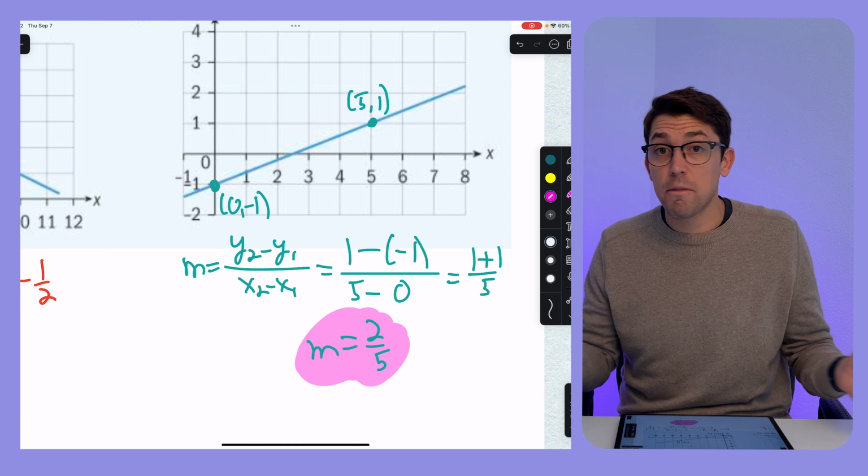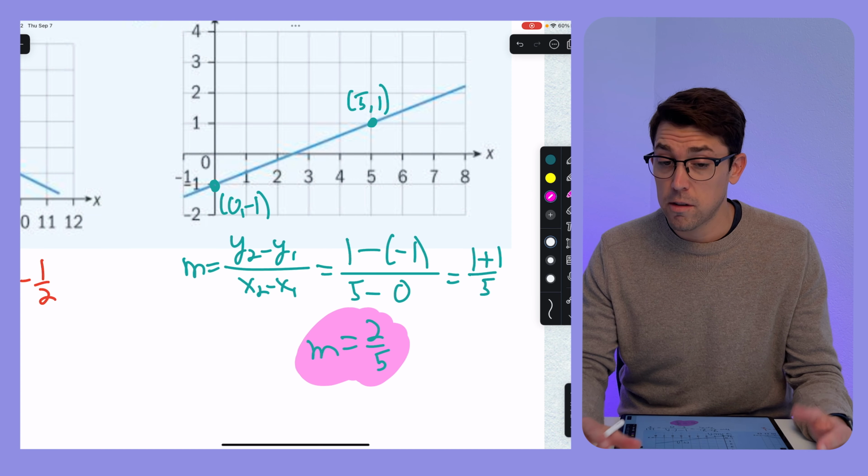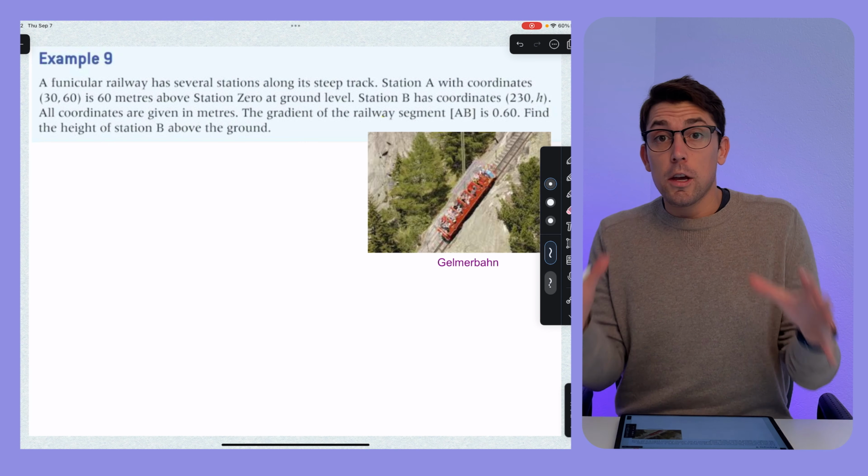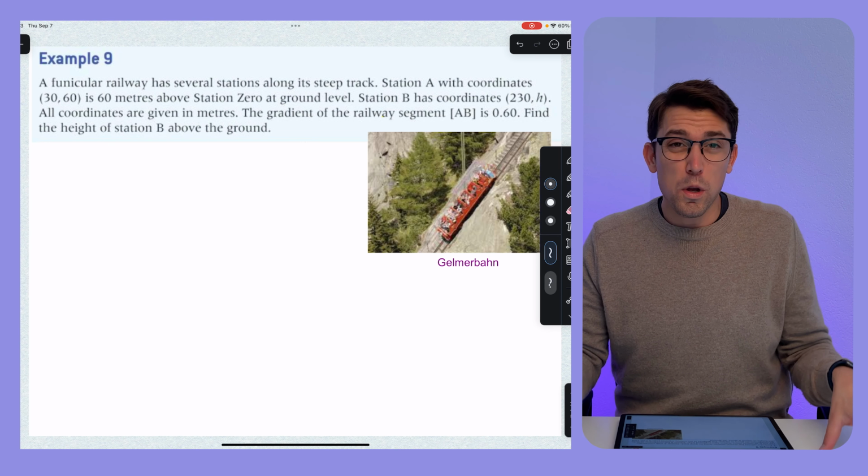All right, so from a graph, it's just that easy. Just find 2 points, follow the simple formula, and you'll get it. Let's look at an example which might model more of a real life situation.